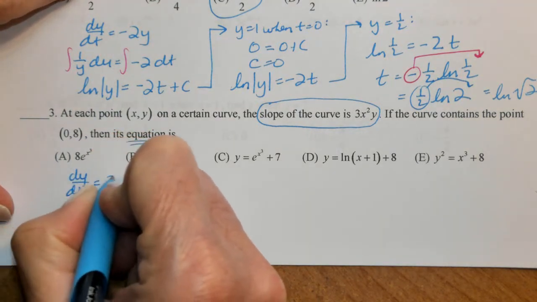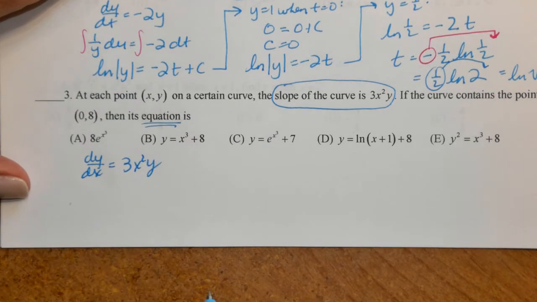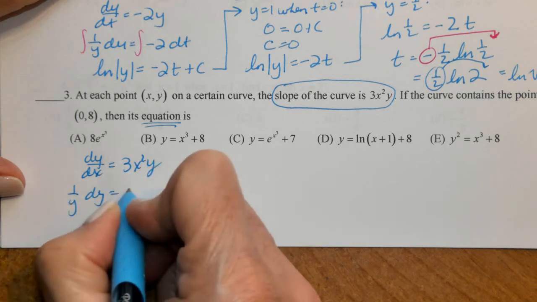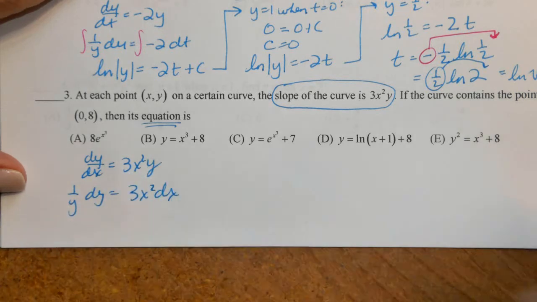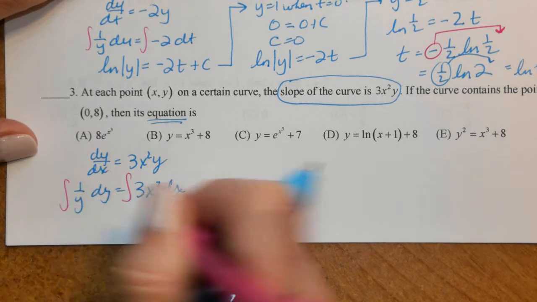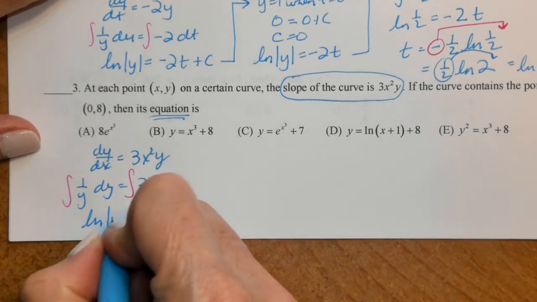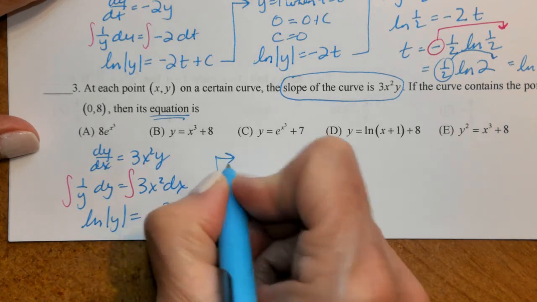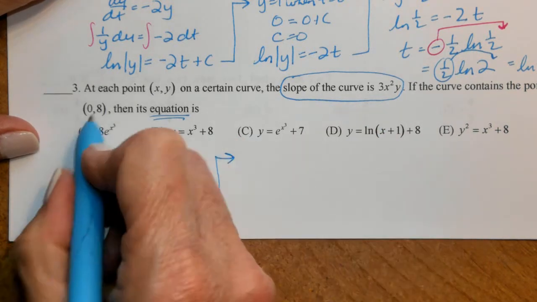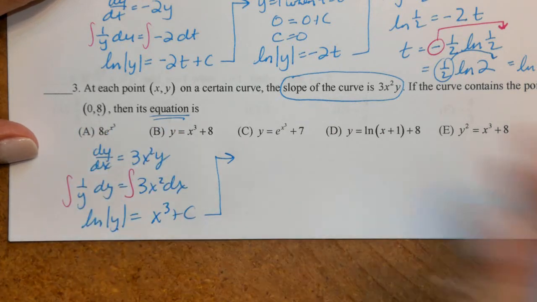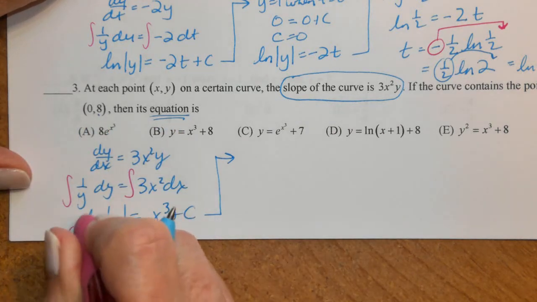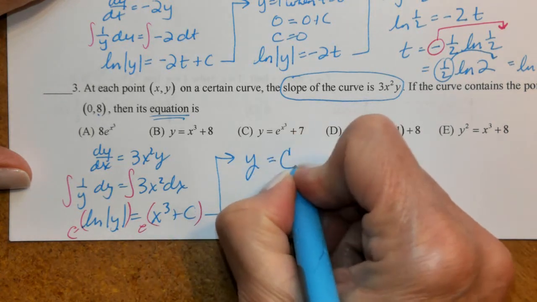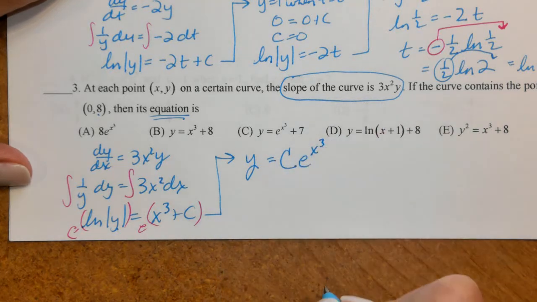So dy/dx is 3x squared y. Separate and integrate. 1 over y dy. I'm dividing both sides by y, and I'm multiplying both sides by dx. Now we integrate. Natural log absolute value y is x cubed plus c. I'm not going to plug in 8 for y, so I'm going to raise e to both sides. E to both sides. So we get y is equal to c e to the x cubed.